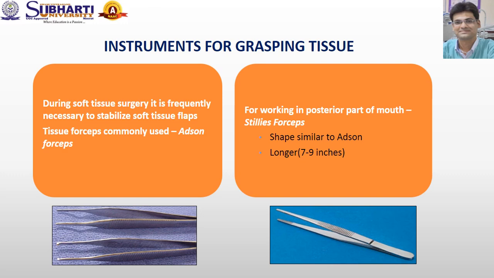During soft tissue surgery, it is frequently necessary to stabilize the soft tissue flap. When holding the flap with the Adson toothed forceps, we should be careful that the teeth do not press the soft tissue with a large amount of force, otherwise it results in crushing of the tissue. These forceps become too short when we hold tissue in the posterior area of the oral cavity. For this, Tilley's forceps are used, which are similar to Adson forceps but longer, around 7 to 9 inches, and work better in the posterior part of the oral cavity.